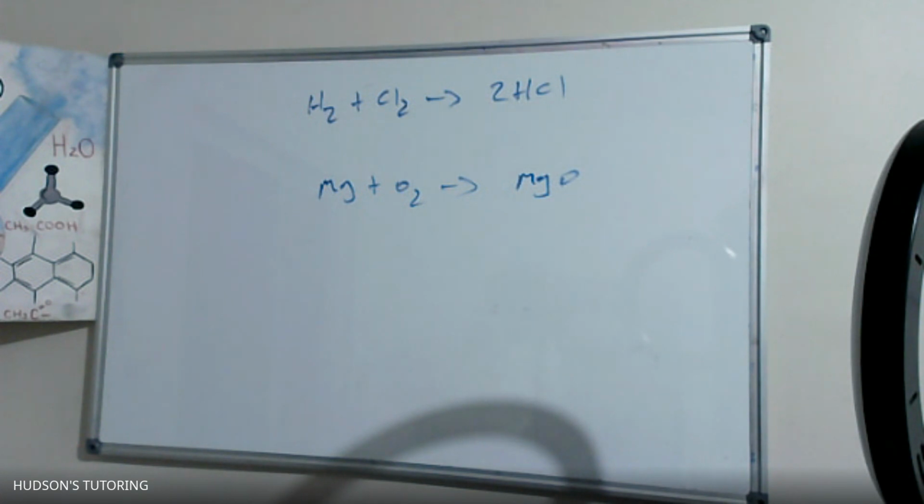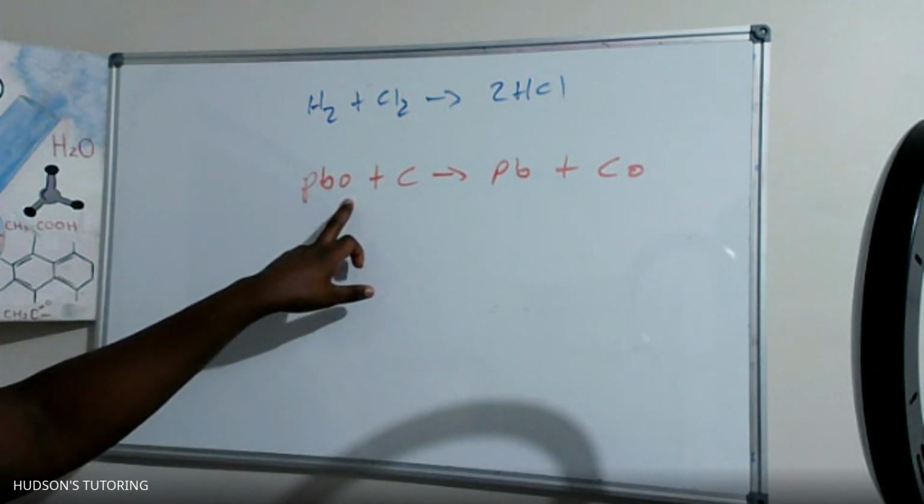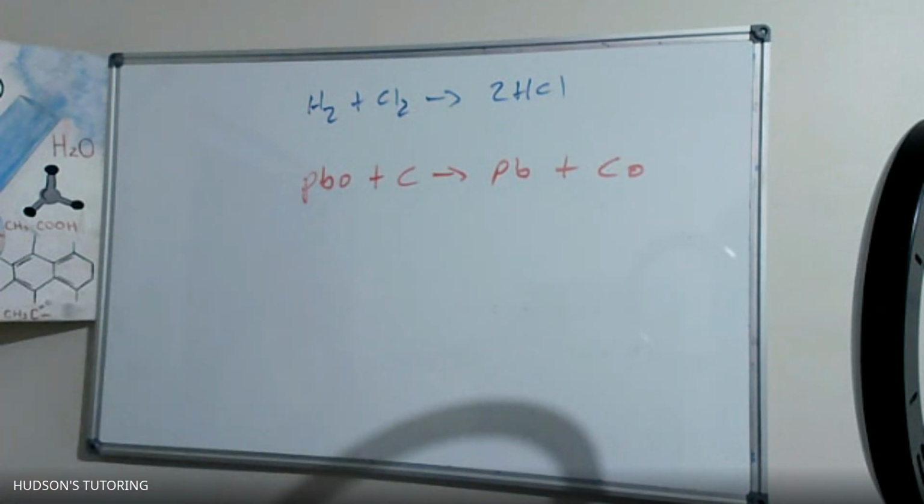All right. Let's now look at lead oxide reacting with carbon. So lead oxide reacting with carbon, and it's forming lead and carbon dioxide and carbon monoxide. What can we see here? It can therefore be said that the lead lost oxygen, so of course it would have been reduced, while the carbon is oxidized.